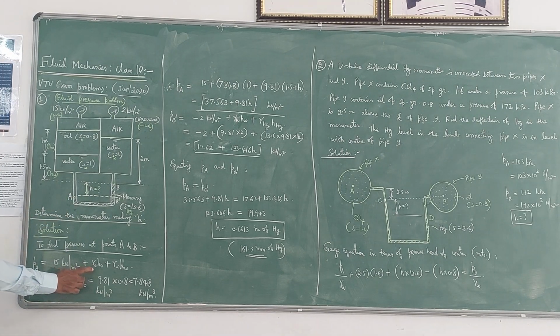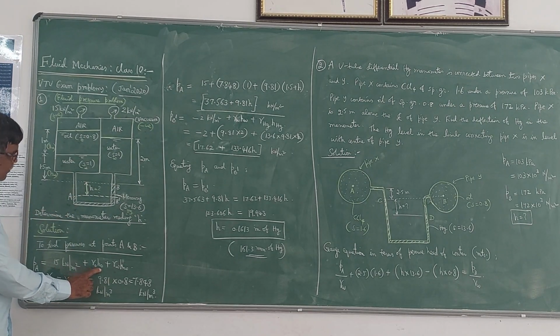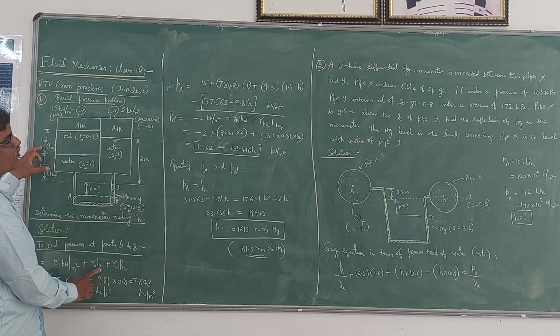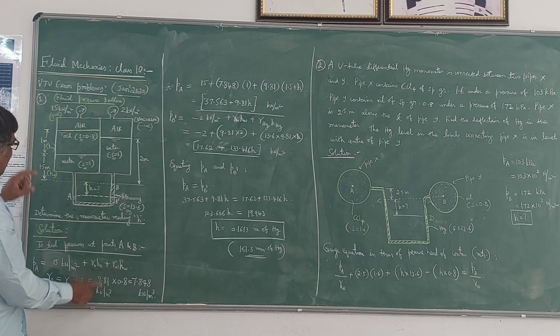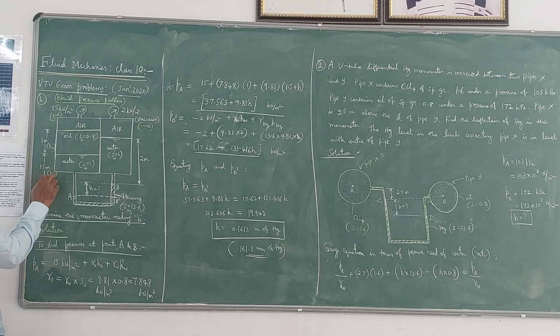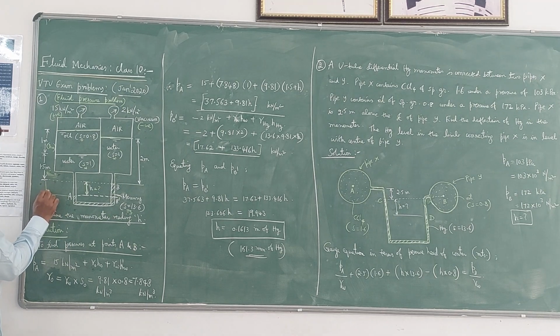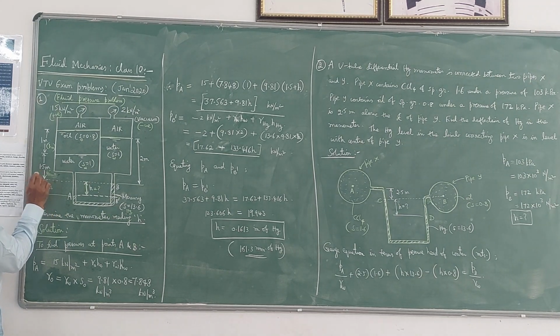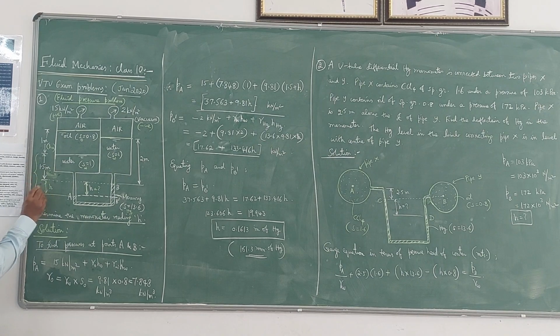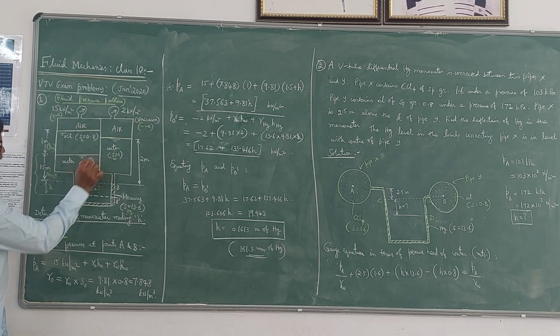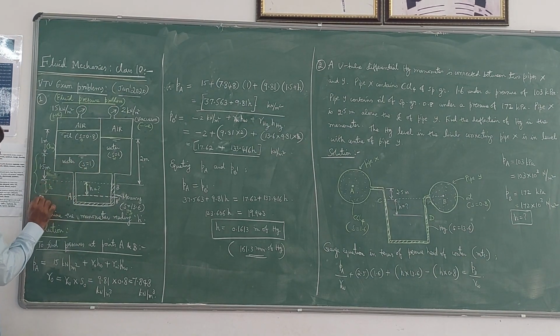Now H of oil is given as 1 meter, and HW is nothing but this plus this, which is nothing but H. So HW is this entire thing, 1.5 plus H, because water is present from here to here. So HW will be 1.5 plus H.